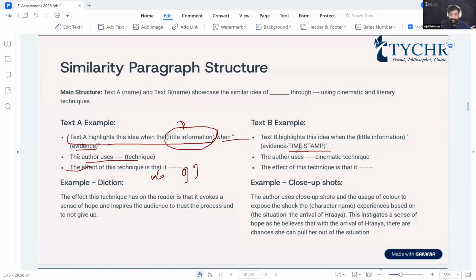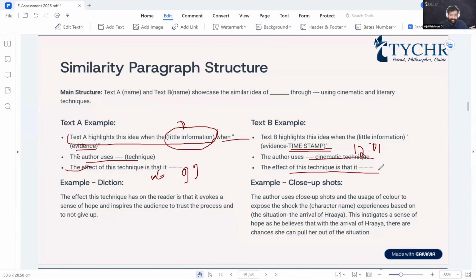Evidence for text B becomes a timestamp because it's a video, so of course you can't quote a word as evidence. Mention the timestamp, so 12 minutes 1 second, or whatever is the time you're referring to. Make sure that you mention the timestamp as evidence there in a text analysis. So bring that also, and mention the cinematic technique because it's a video, of course. So not literary techniques, but cinematic technique, and of course the effect it creates on the audience.